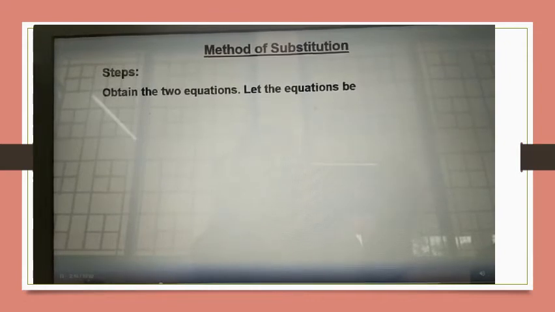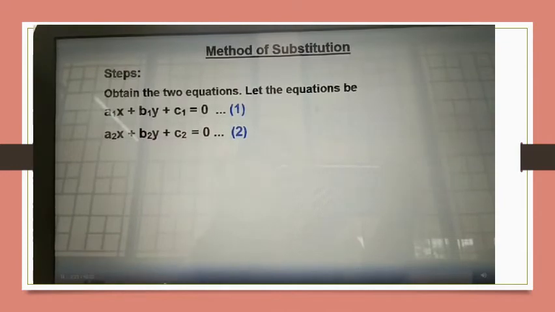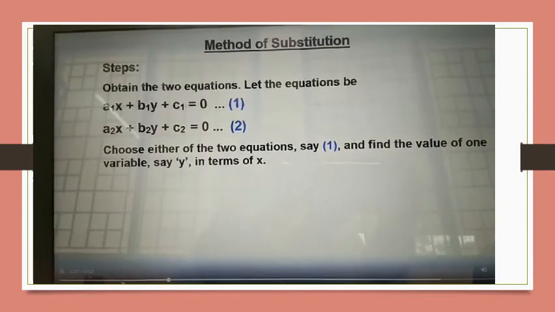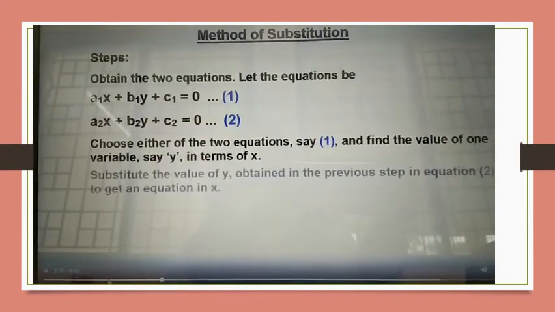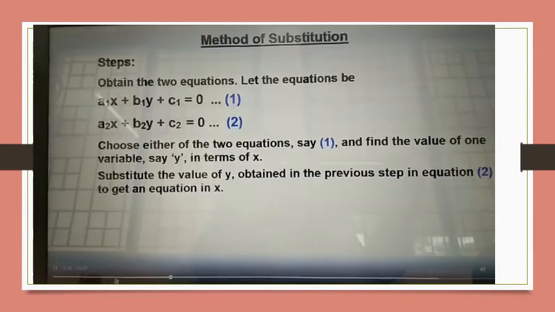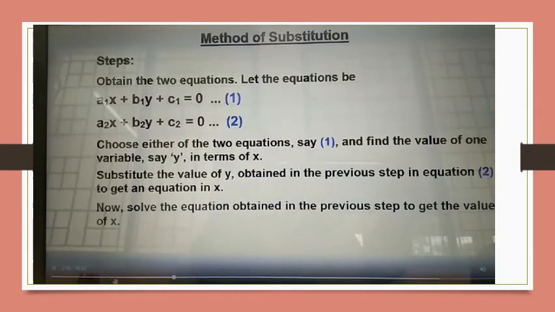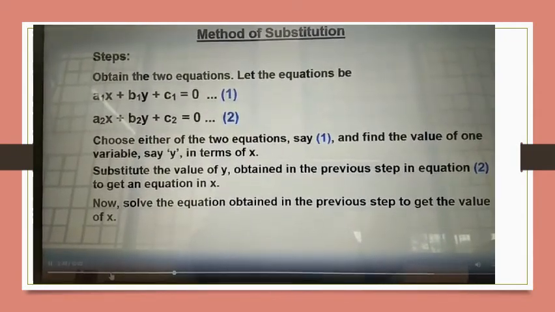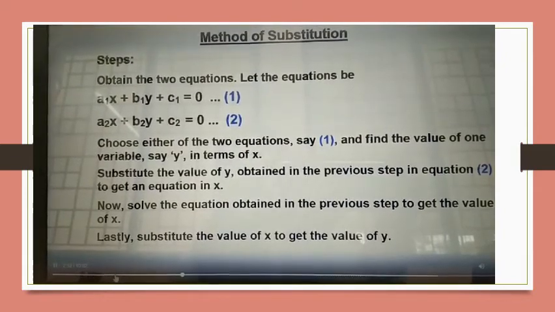The first method of solving a pair of linear equations is the method of substitution. Obtain the two equations. Choose either of the two equations, say 1, and find the value of one variable, say y, in terms of x. Then substitute the value of y obtained in the previous step in equation 2 to get an equation in x. Now solve the equation obtained to get the value of x. Lastly, substitute the value of x to get the value of y.